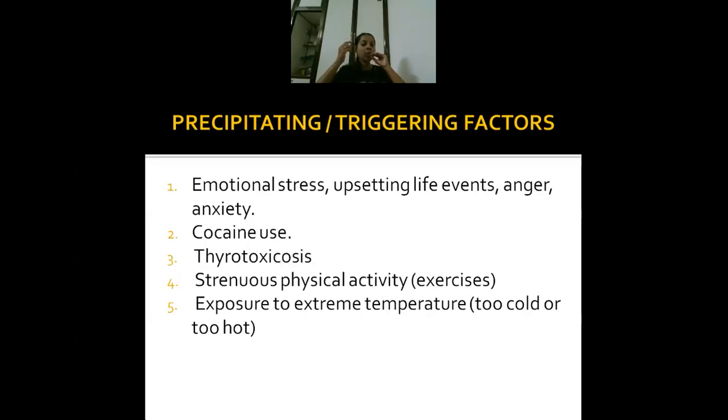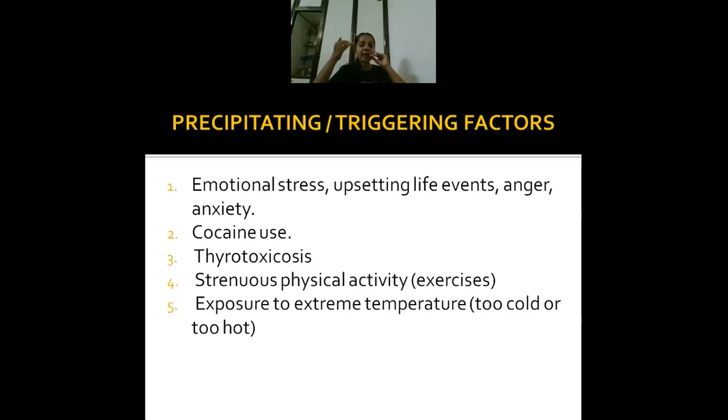Okay, next one is cocaine use. Those who are taking cocaine or any other drug abuse, such patients can also get MI. Okay, next one is thyrotoxicosis, where there is excess circulation of the thyroid hormones. So here what happens is the metabolic need will be more. Because of that, there is more workload on the heart, so it can trigger MI.